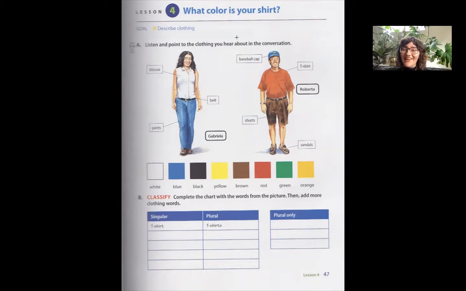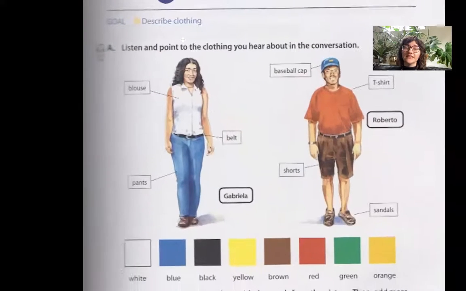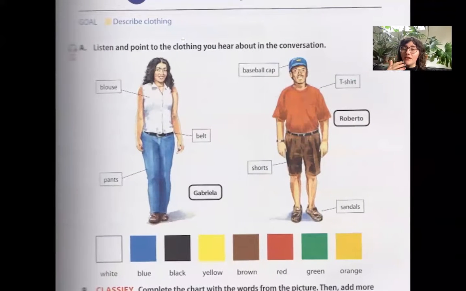Now, you can answer this question, right? Like, what color is your shirt? You could say, black. I have a black shirt on. But the point of the lesson is to practice describing clothing.